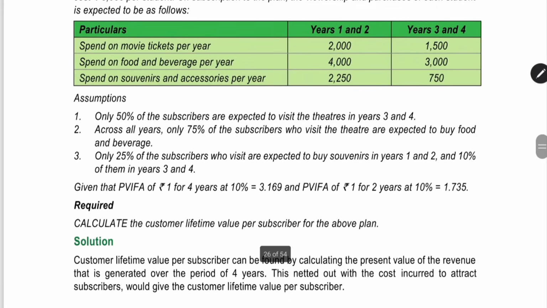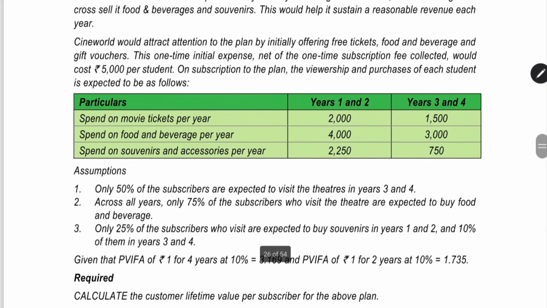One more thing is, only 50% of the students are expected to visit the theatres in year 3 and year 4. If 100 students are coming in year 1 and 2, only 50 students will come in year 3 and 4. And only 75% of the subscribers are expected to buy food and beverage. If 100 students are coming, only 75 will buy the food and beverage. If 50 students are coming, out of this, only 37.5 students will buy the food and beverage.